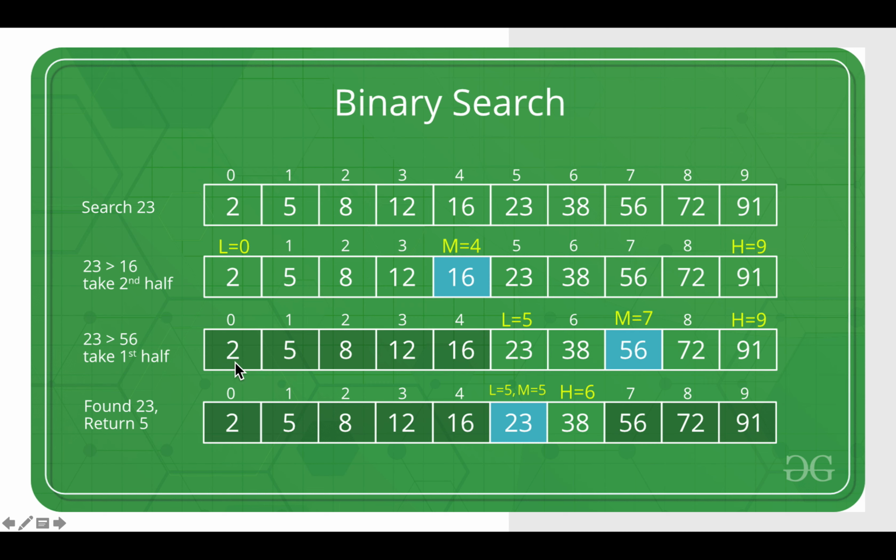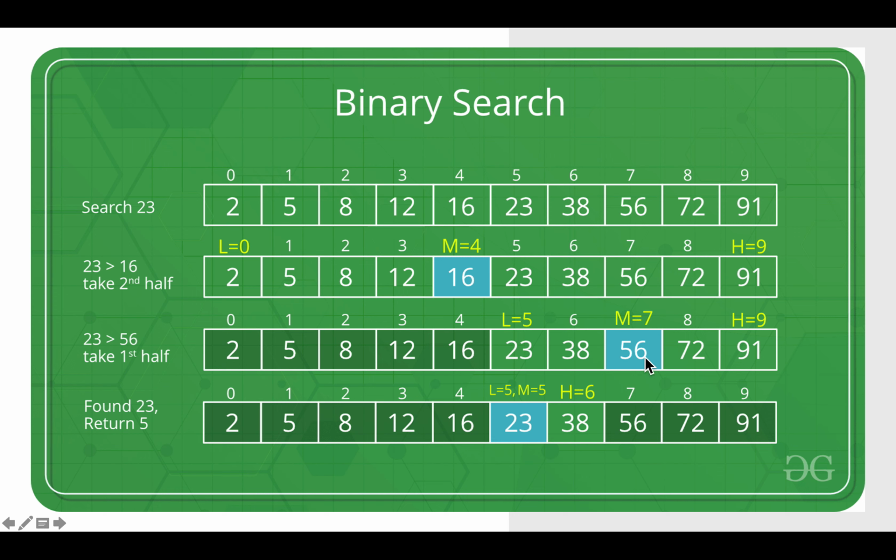So since I have now eliminated all these values, notice my leftmost number now becomes the element after my midpoint, or 1 greater than my midpoint. My right element stays the same, and my middle element changes. Okay, now my left element is 23, my right element is 91, and my middle element is 56. So I'm going to do the same thing again.